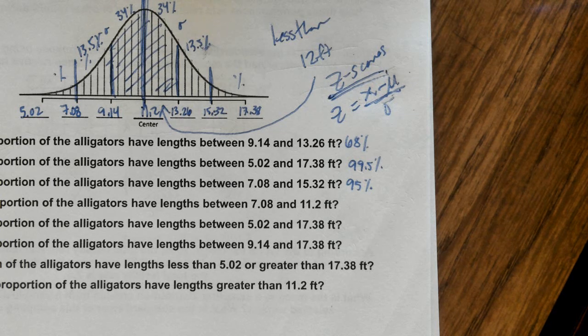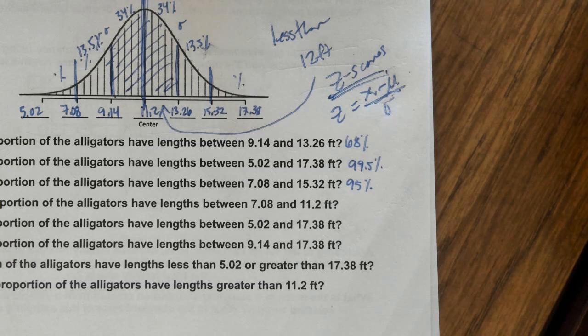How much of the distribution is included? So if you have less than 12 feet, your z-score would find the percentage of alligators that are less than 12 feet. Yeah, it can help you find the percentile, right? It helps you find the number below the location you're interested in.